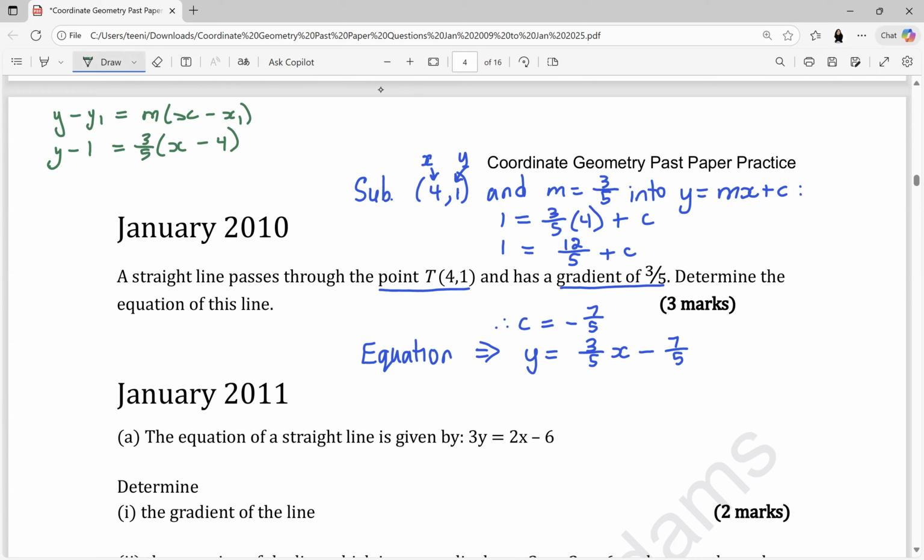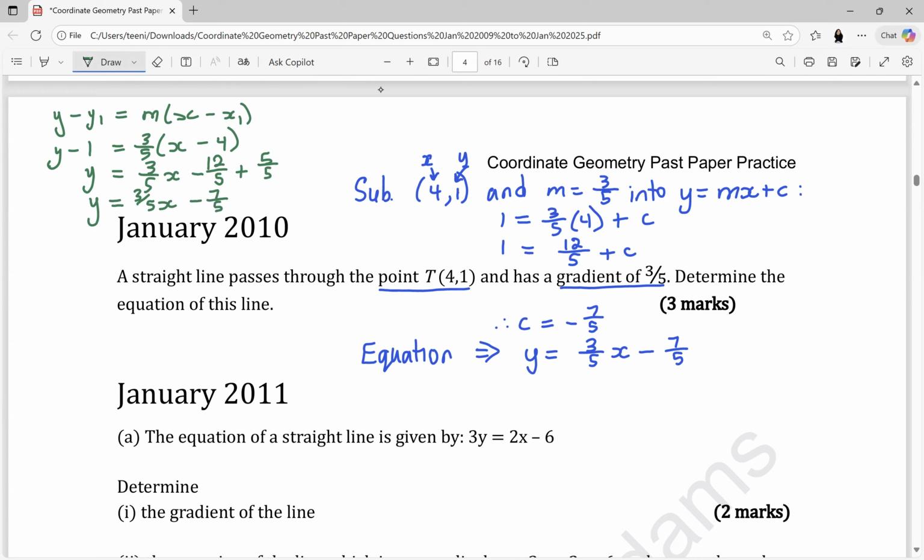So this would be y is equal to 3/5 times x, which is 3/5 x. 3/5 times negative 4 would be negative 12/5. And since you're moving minus 1 to the other side, it will become plus 1. And I'm going to write that as a fraction. 1 whole would be 5/5. So finally, you would have y is equal to 3/5 x minus 12 plus 5 is minus 7/5.